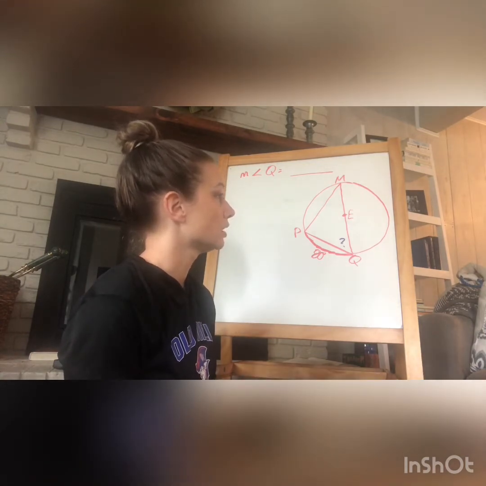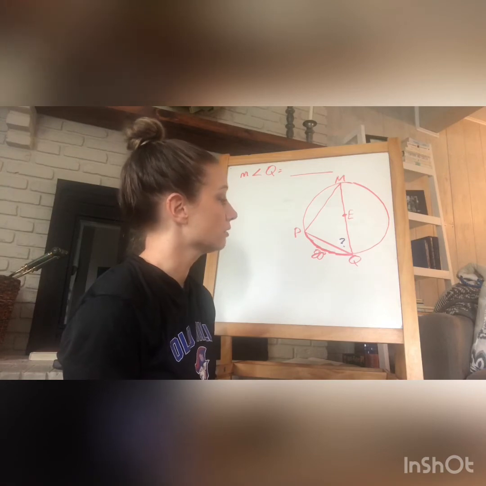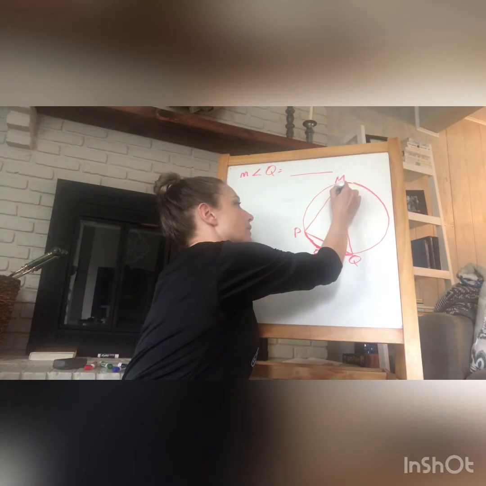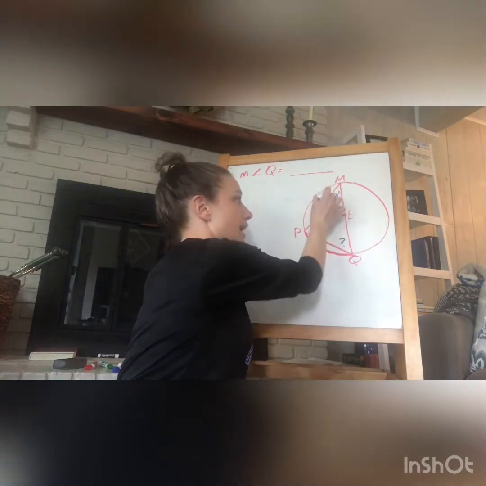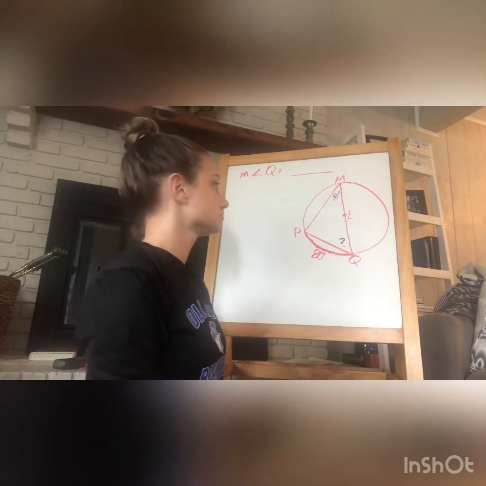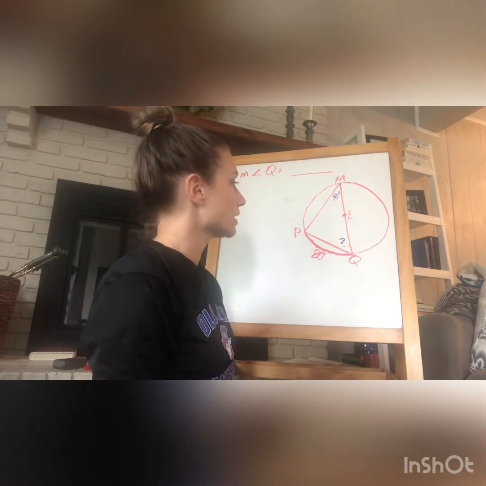Okay. To get angle P and Q, which would be 40 degrees. So since this is 80, half for an inscribed angle would give me 40. Okay, go. I don't know what else.